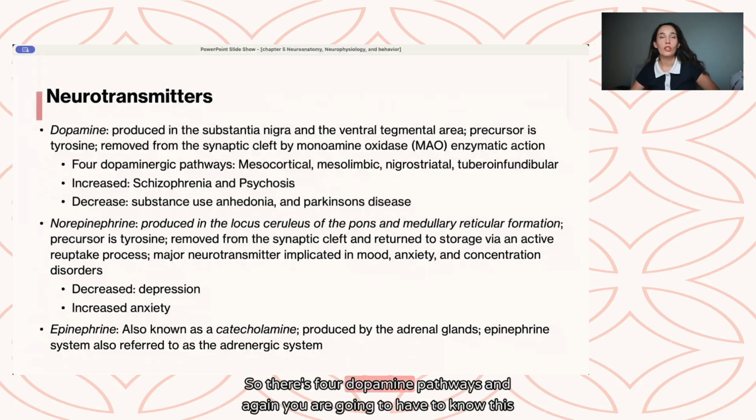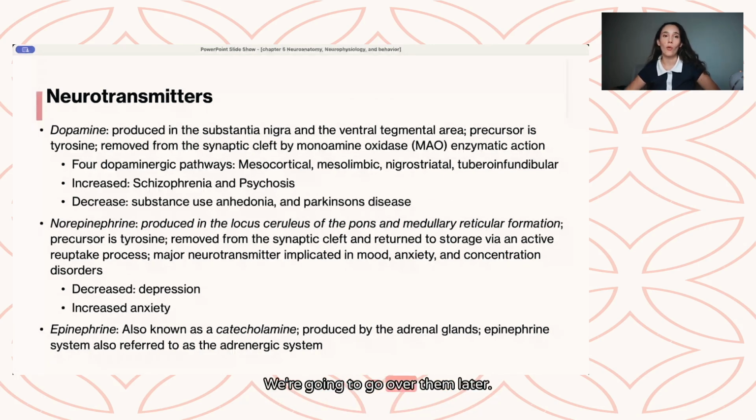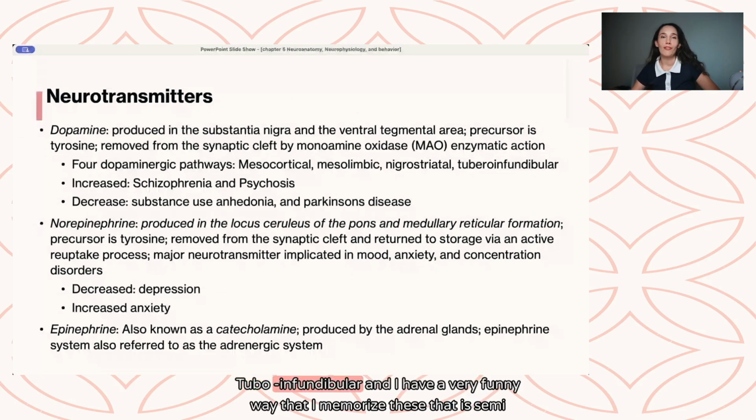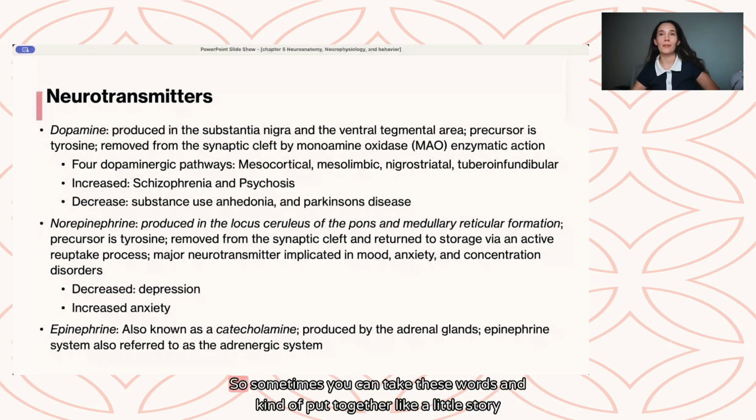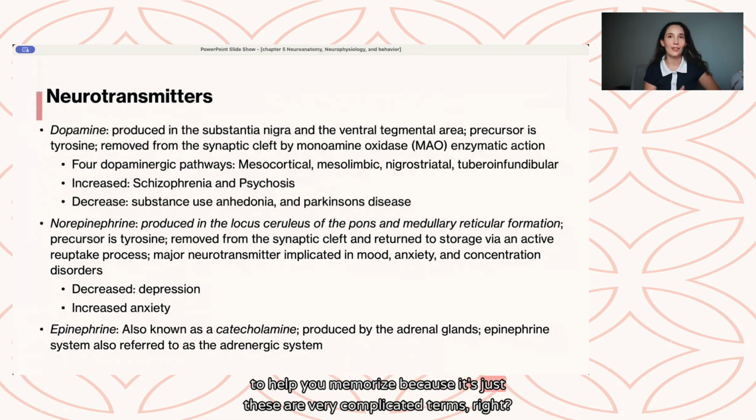So there are 4 dopamine pathways. And again, you are going to have to know this for the exam. We're going to go over them later. They are mesocortical, mesolimbic, nigrostriatal, and tuberoinfundibular. And I have a very funny way that I memorize these that is semi-inappropriate, but it worked for me in order to memorize them. Sometimes you can take these words and put together a little story to help you memorize, because these are very complicated terms, right?